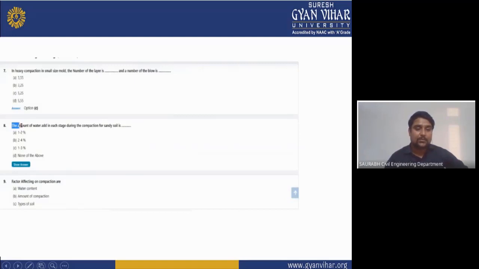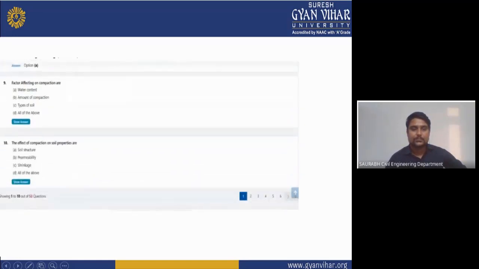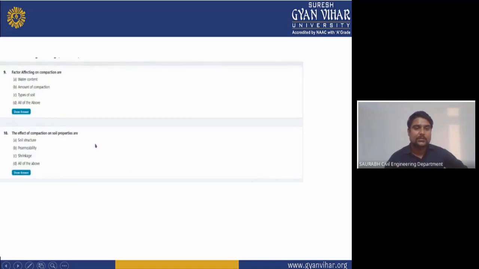The next question is the amount of water added in each stage during the compaction of a sandy soil, meaning how much water you will add during compaction in sandy soil. Here we will add water 1 to 2%. Your full sentence becomes: the amount of water added in each stage during compaction for sandy soil is 1 to 2%. Here the right answer will be A.